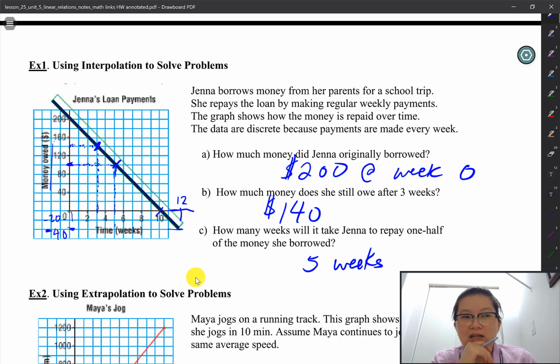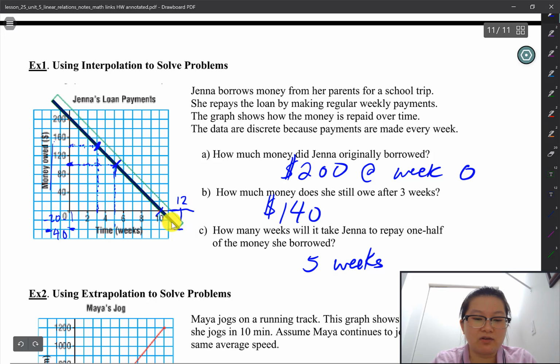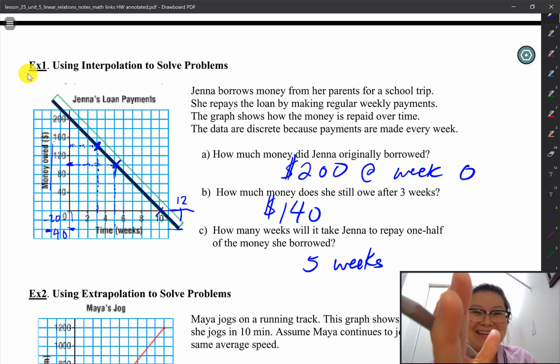Does it make sense? It could. It depends on what Jenna wants to do, right? So absolutely, if you keep extending this graph, that could be what it means. If I go back, let's say I extend the graph backwards in time, so 0 weeks and then, I don't know, -1 week, -2 weeks. Does that make sense? Pause the video and give it a thought.